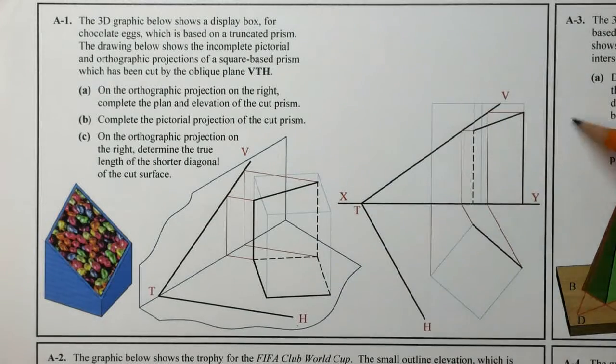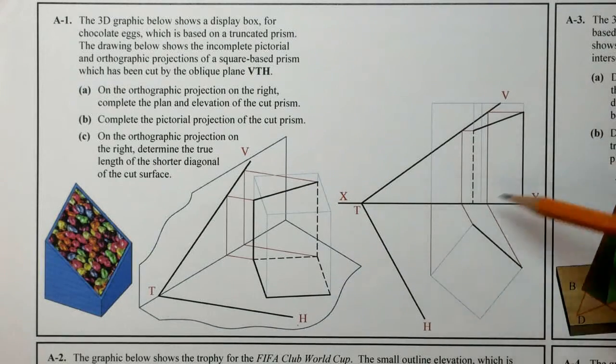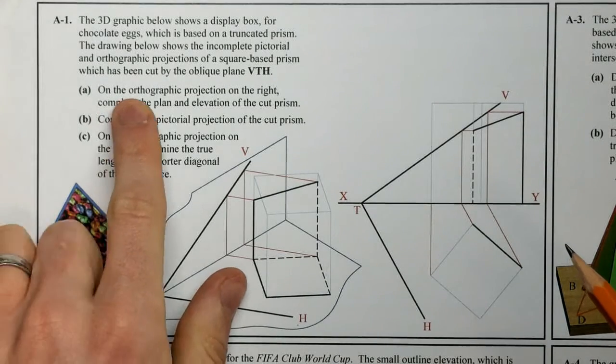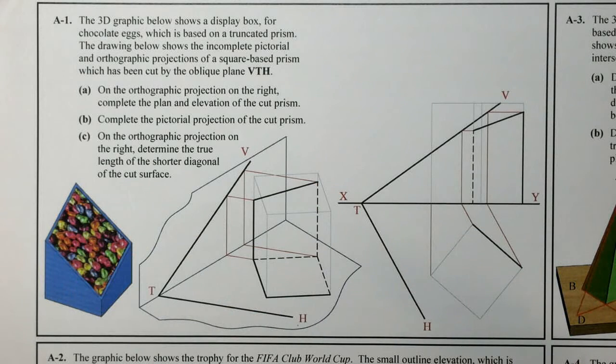And here's our VTH in plan and elevation and our partially completed views. So in part A they want us to complete the orthographic projection on the right, so the elevation and plan of our cut prism. Now with this one it's nice because they've actually given us a hint as to how they want us to solve it, because there are two methods.